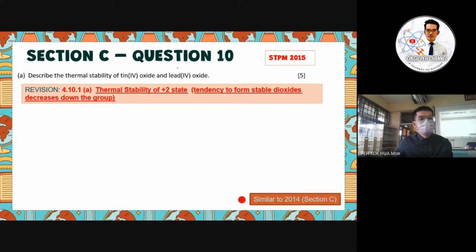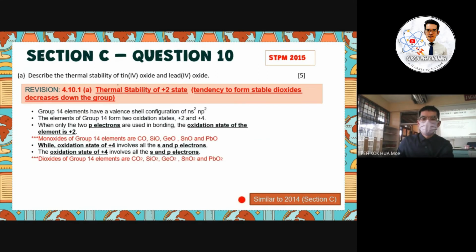8 marks regarding the thermal stability of the oxides of group 14. So here, it changes a bit. Discuss the thermal stability of tin(IV) oxide and lead(IV) oxide. So again, we discuss the configuration. We state the oxidation states, because group 14 has +2 and +4.